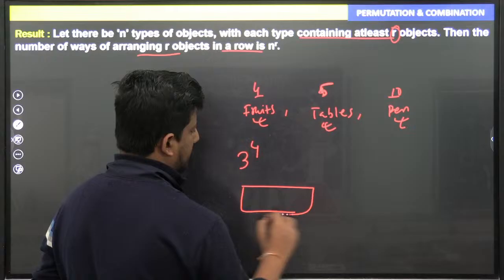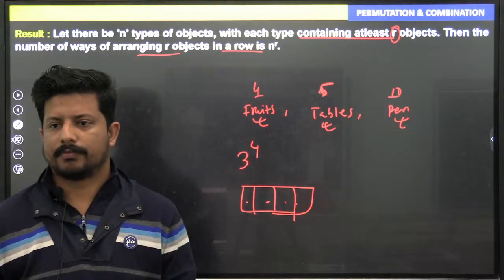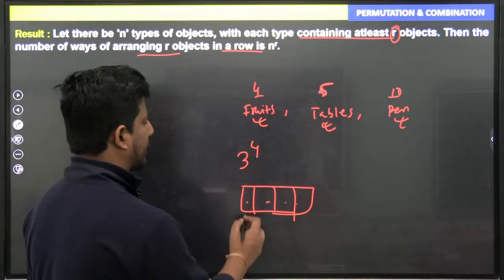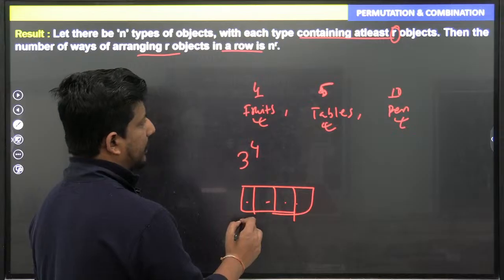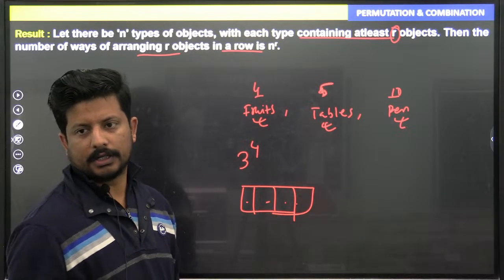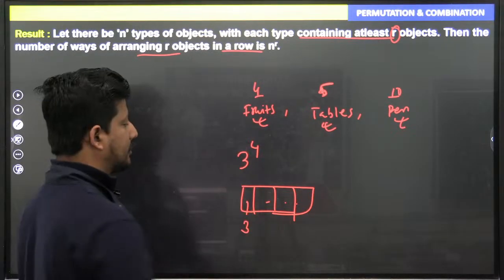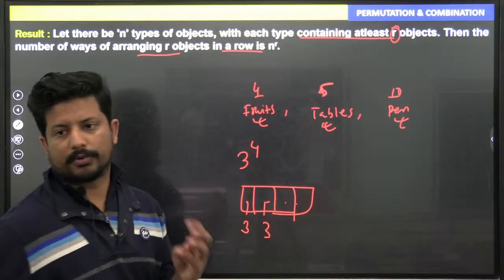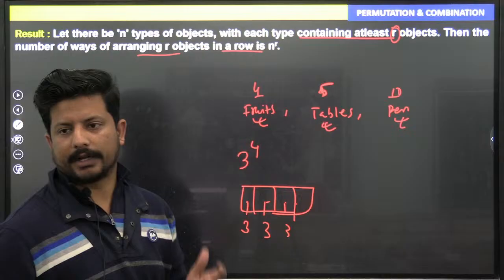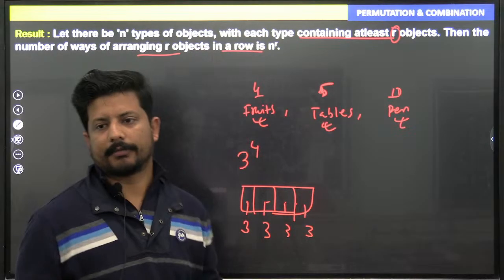Because you can see that here we have 4 places to fill. We have to arrange 4 objects, and we have 4 fruits. So here we can fill fruit, here tables, and here pen. So this box has how many options? 3 options: fruit, table, pen. This box also has 3 options: fruit, table and pen. This box also has fruit, pen and table, and this box also has fruit, pen and table.